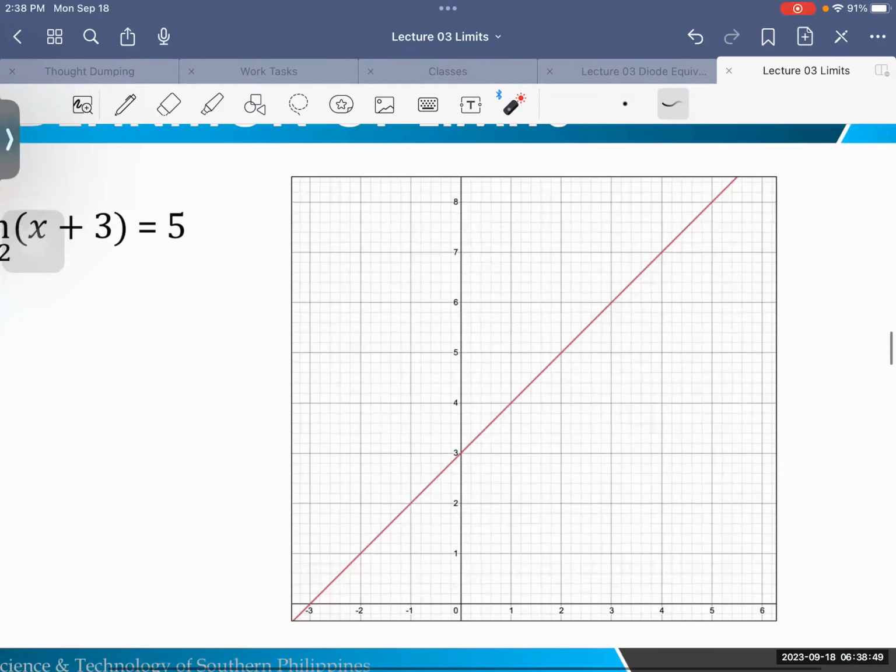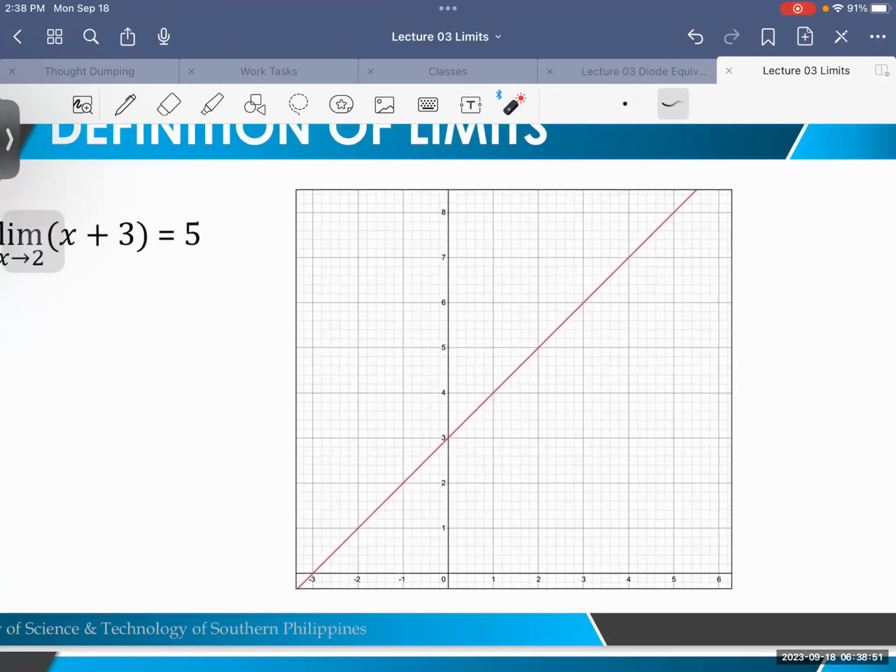The limit of x plus 3, naman yung graph to x plus 3, and then we have here 2. Okay, nag-let mo na to negative 2, negative 1, 0, 1, and then we also have values in between 1 and 2.